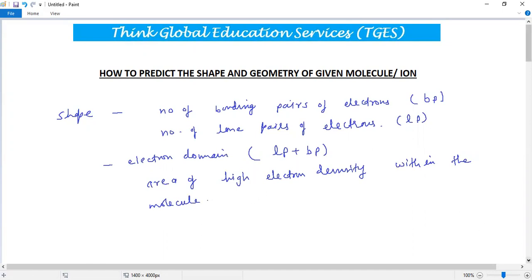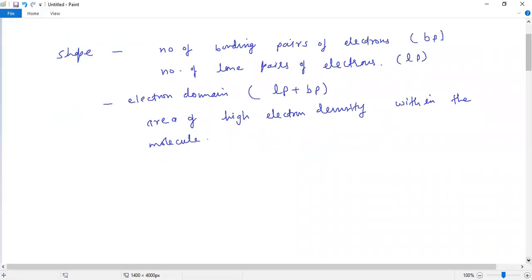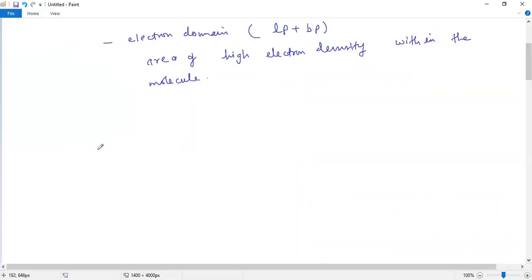Right. So here we will see, one by one, examples of how we can predict the shape of any given complex molecule or ion. Let's start with the example PCl3, phosphorus trichloride. So our first step is step 1. We will write the Lewis structure. So let's write the Lewis structure.